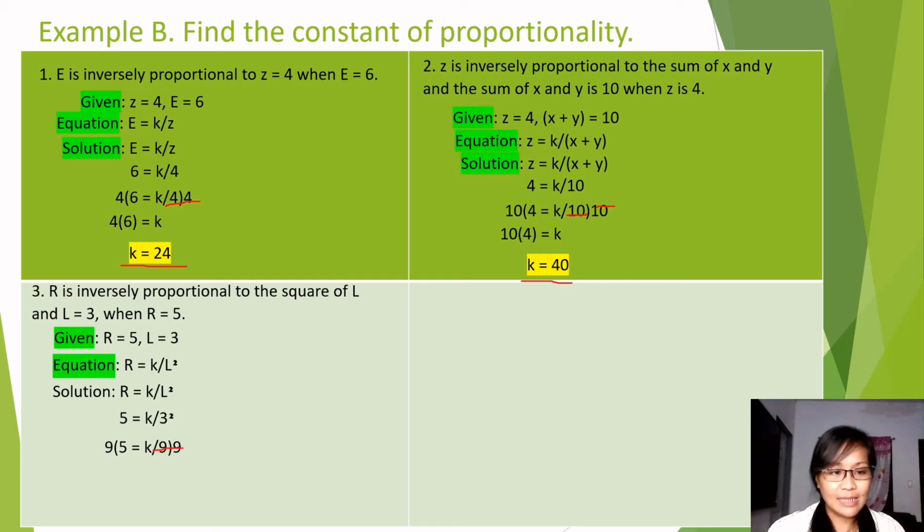So cancel now 9 and 9. Therefore, we have K is equal to 9 times 5. And 9 times 5 is equal to 45. Therefore, our K is equal to 45.